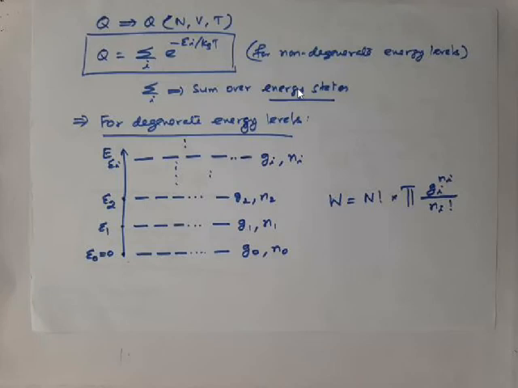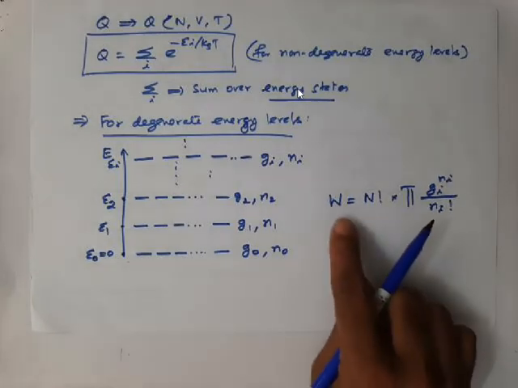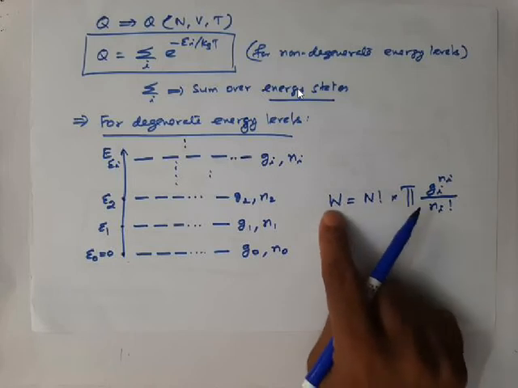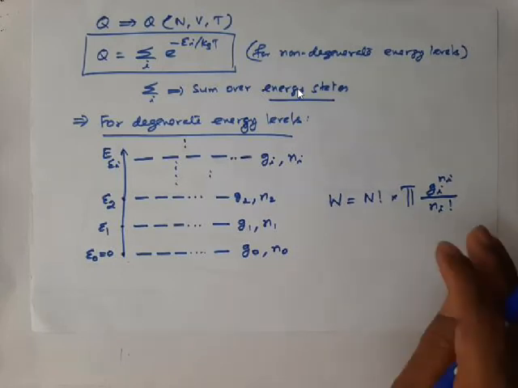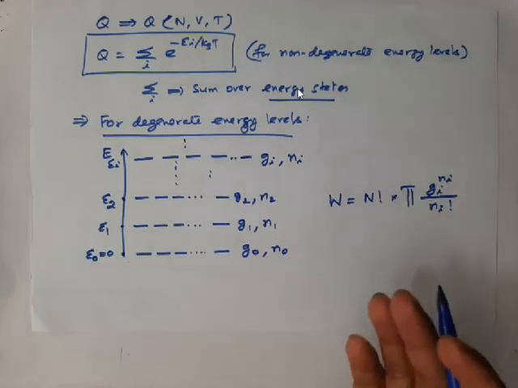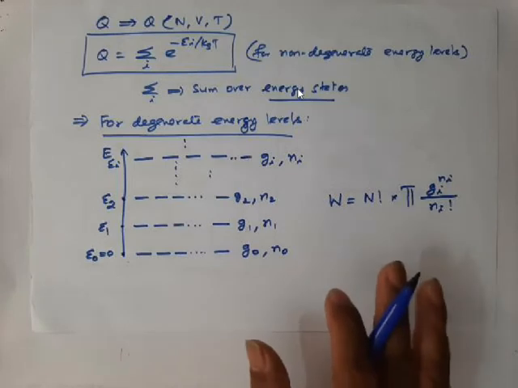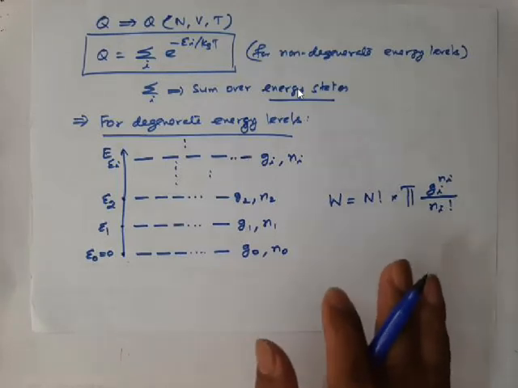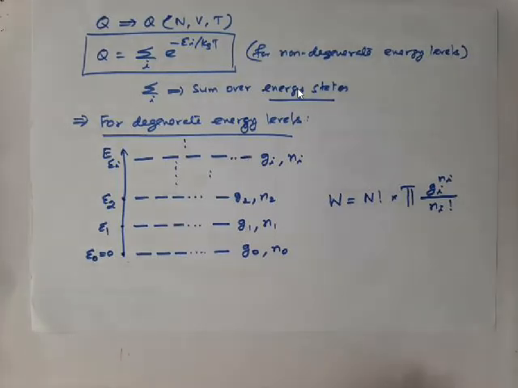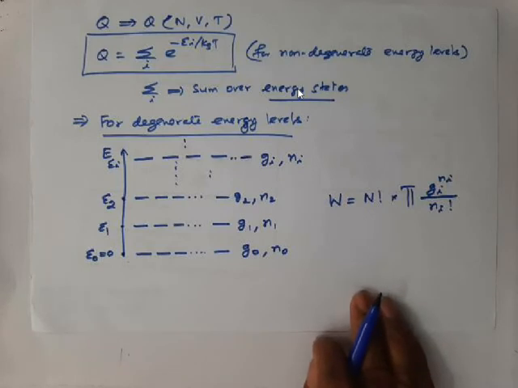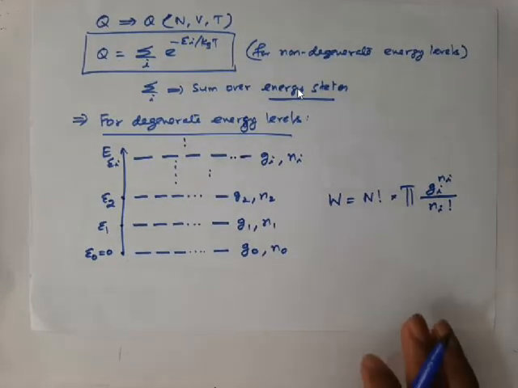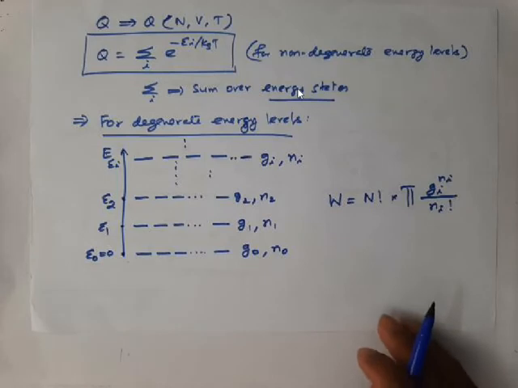Now what we have to do? You know the technique. Take the logarithm, then differentiate this ln W with respect to dNi, and put the value equal to 0. Then apply the Lagrange undetermined multiplier technique. Finally, you will get the expression for the Maxwell-Boltzmann distribution. I am going to give you the final expression. I will leave this to you as an exercise. You try to find whether you get the expression or not.